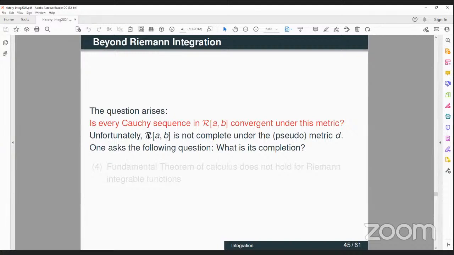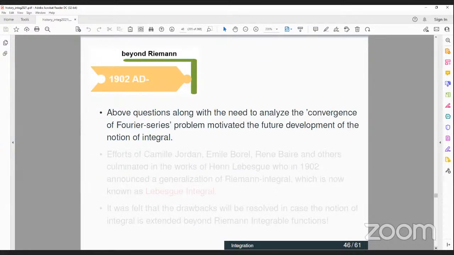What is the completion? And of course, we have said the fundamental theorem of calculus does not hold for Riemann integrable functions. So Riemann was motivated to look at the notion of integral because he was interested in analyzing the Fourier convergence problem for a bigger class of functions. That's how we came to the notion of integral, and he extended it. But in the process, many things were lost, and so mathematicians started working on this concept.